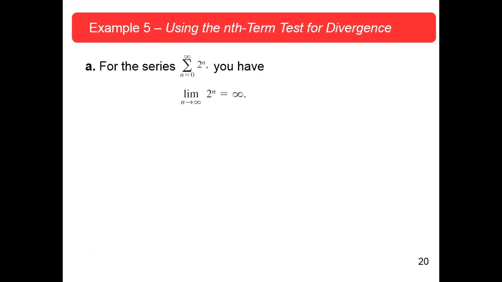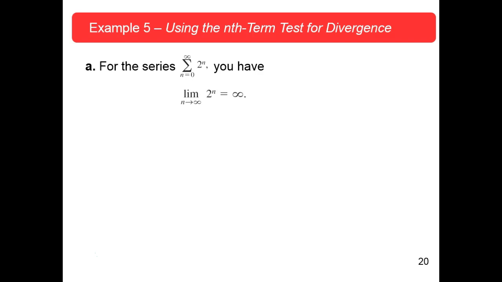For this series, the summation n equals 0 to infinity of 2 to the n, let's look at the nth term. The nth term is 2 to the n. And what's the limit as n goes to infinity of 2 to the n? As n is going to infinity, 2 to an infinitely large number is going to be an enormously large number. No way that's ever going to be 0. So therefore, this is going to be a divergent series beyond a shadow of a doubt.